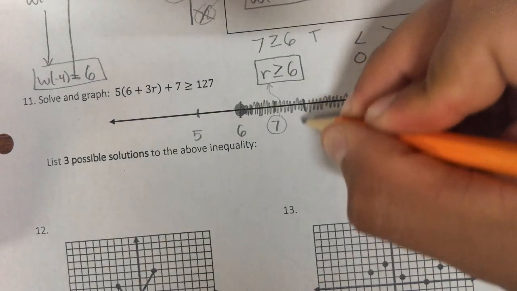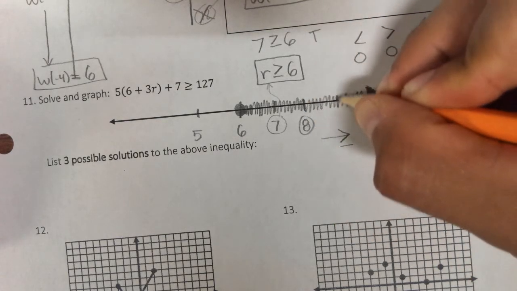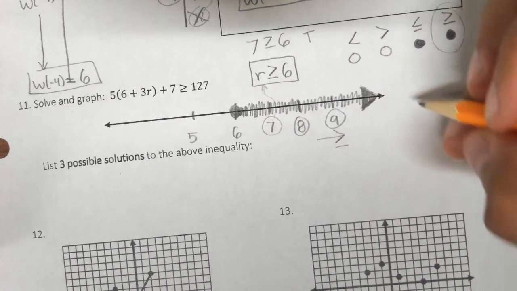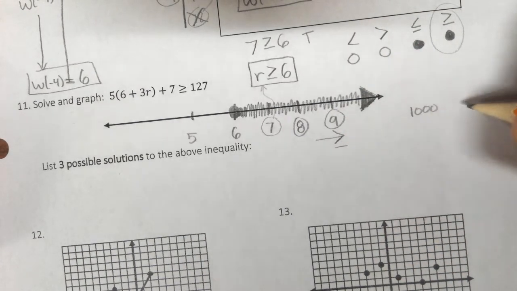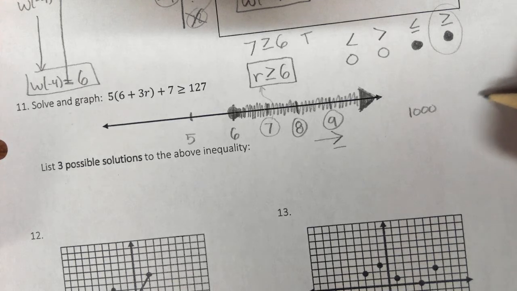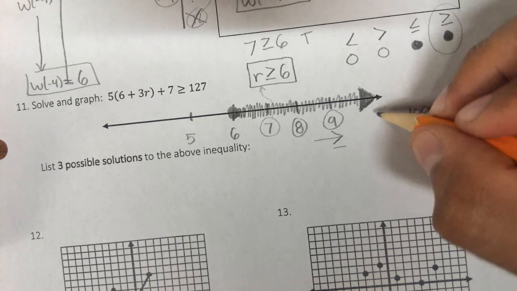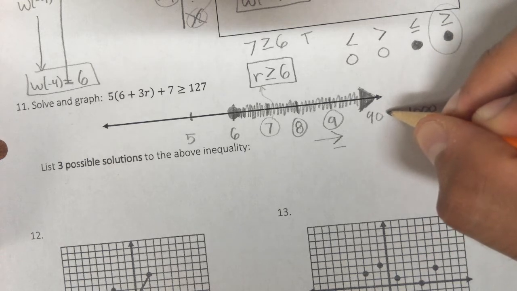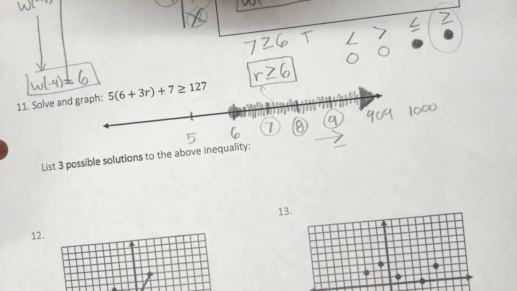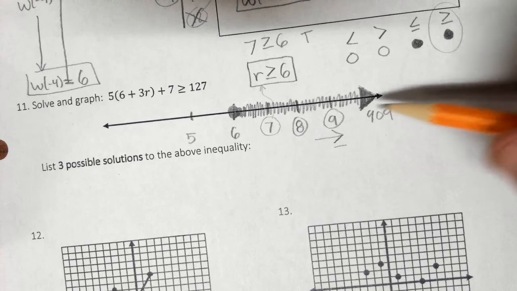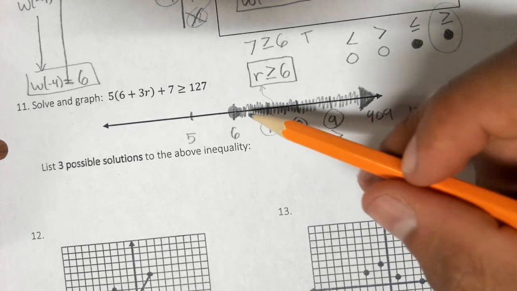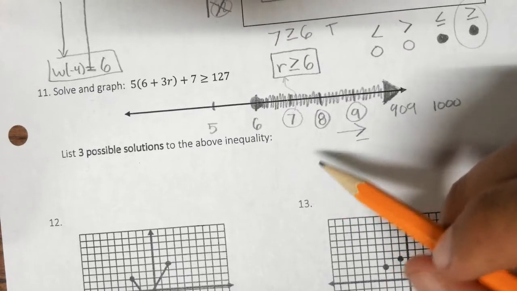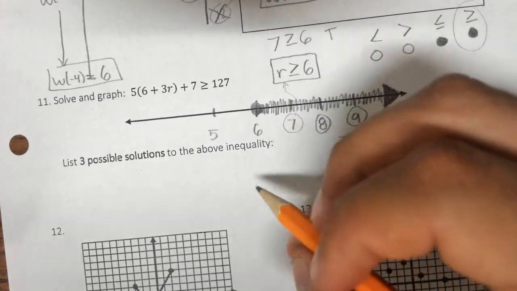7, if we keep going, we would have 8, 9, right? And if we kept going to infinity, we would have 1,000, a million, a billion. Somewhere in here we would have 980,909, whatever number you could think of that's bigger than 6, it would be included in this shaded region, in this shaded part. So we can list 3 possible solutions.